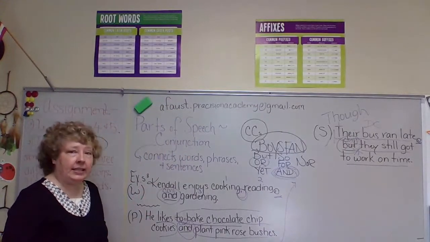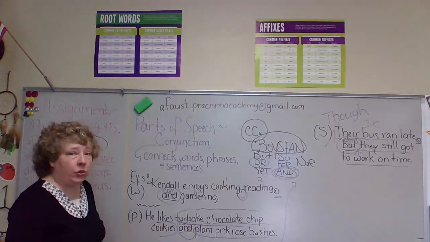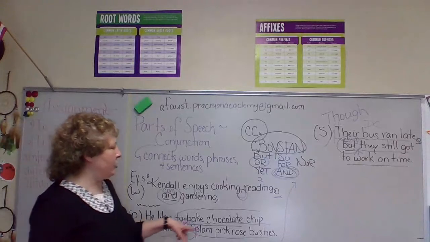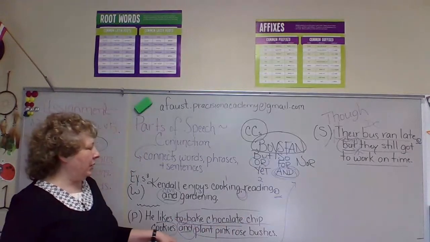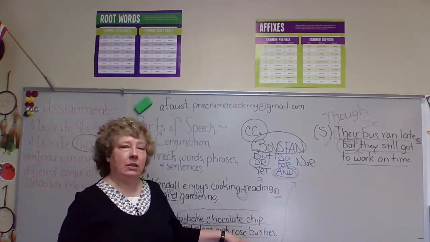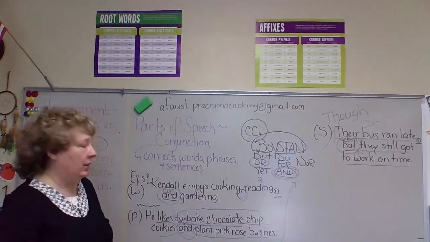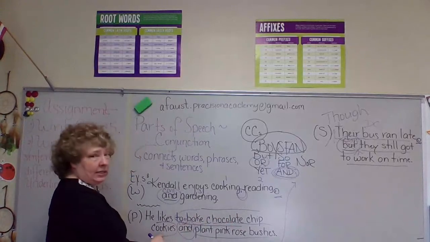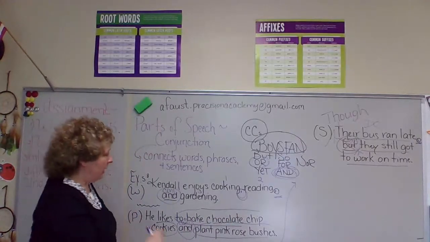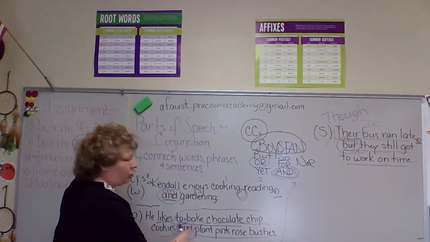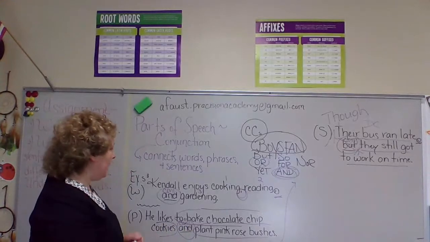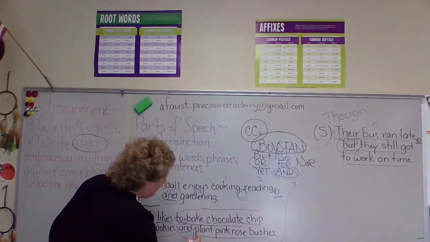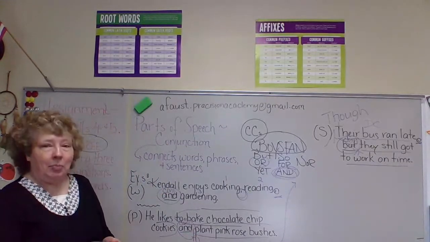Now we go on to phrase. Okay, 2, 3, 4, 5. Not a complete thought. Remember that. He likes to bake chocolate chip cookies and plant pink rose bushes. Where are your phrases? Right here. From 2 baked chocolate chip cookies. That's 1. Here's your other one. It's like an invisible 2. I could have written, he likes to bake chocolate chip cookies and 2 plant pink rose bushes.